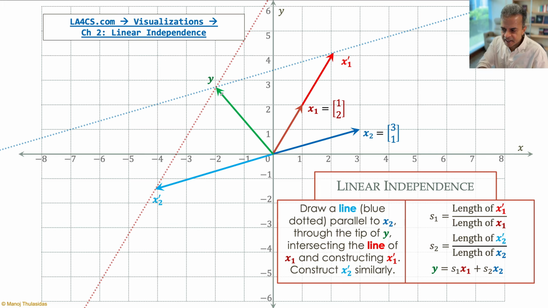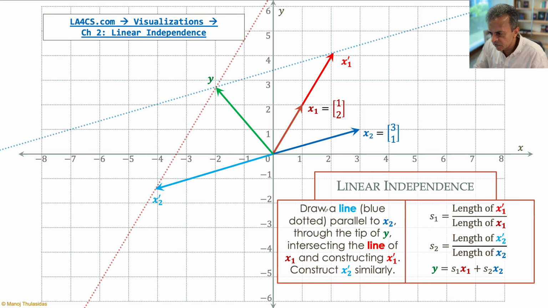Now that it's in the opposite direction, I have to take the negative sign. If it is in the same direction, I will take a positive sign. In other words, I'm actually taking a length, but a signed length. The length here is a signed length: positive if it is in the same direction, negative if it is in the opposite direction. After having done that, I can see immediately that y is s1 times x1, because s1 times x1 is my bright red vector x1 prime, s2 times x2 is my bright blue vector x2 prime, and the sum is actually y. So that's that.